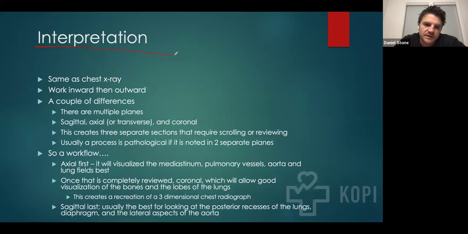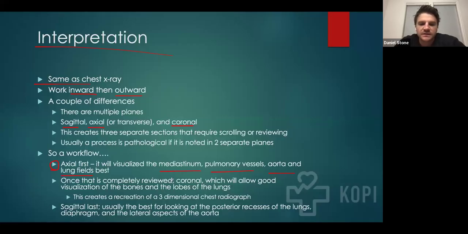So, interpreting a CT, basically the same as a chest X-ray. I work inward and then I work my way outward. It's a little bit different though because there are different planes. So I usually start with the axial plane, and then I move to the coronal, and then the sagittal. The reason why is because the axial plane is usually the one that actually evaluates the mediastinum, the pulmonary vessels, the aorta, and the lung fields best. And these are kind of the things where pathology happens.